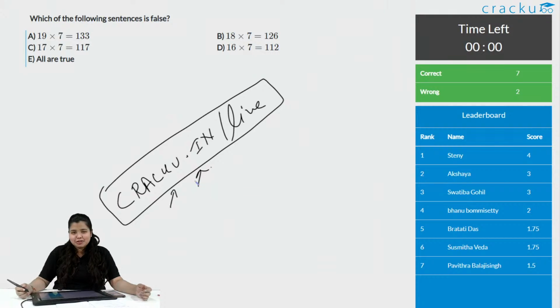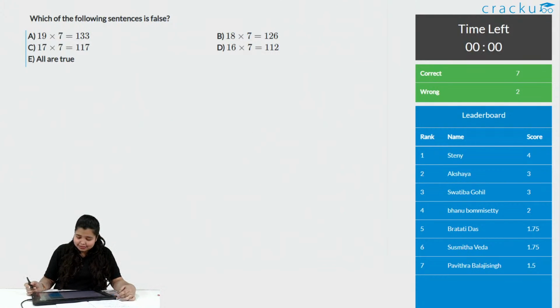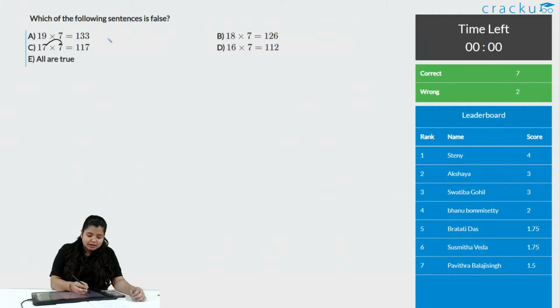Come on, for this kind of question I want maximum correct answers. See, as I have said, you should revise the tables, and I kept a question here so that we can revise the table, but even if you haven't revised the table, you can just use common sense, like 7 into 7 is 49. So, the unit place should be 9, not 7.